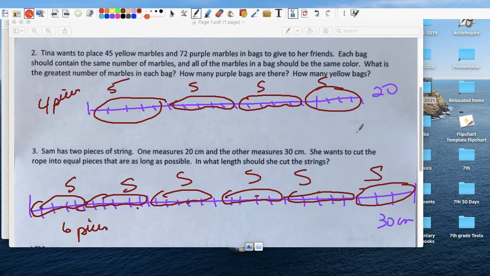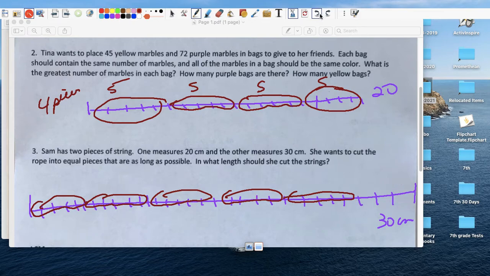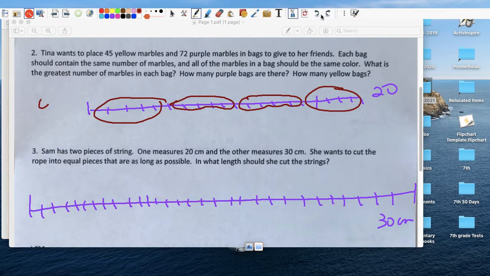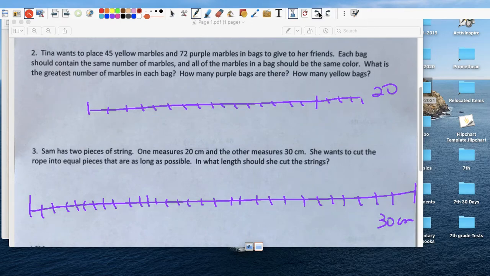But the question is, can I go higher? Is 5 the biggest that I can cut? What is the biggest size that I can cut? So this, again, is going to be a GCF problem. All right, so instead of doing all that we did right now, I don't want you to draw pictures, but we can find the GCF.